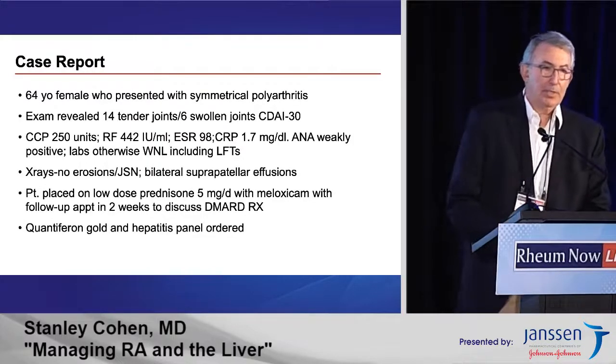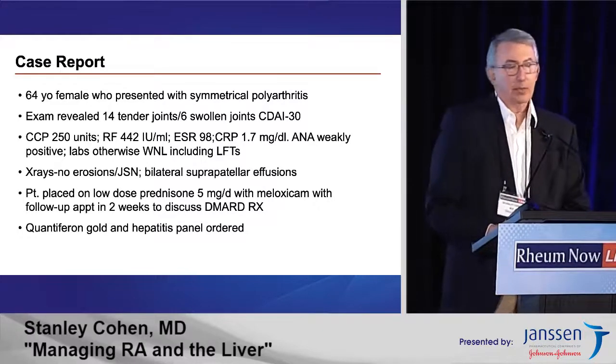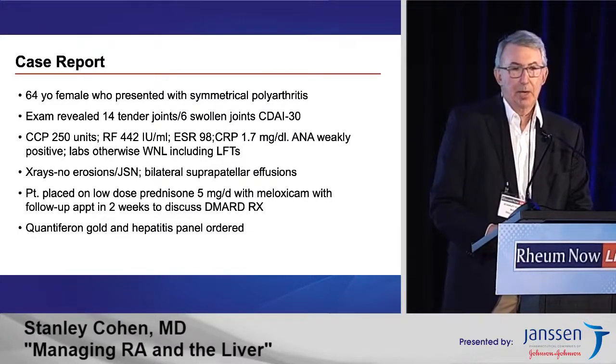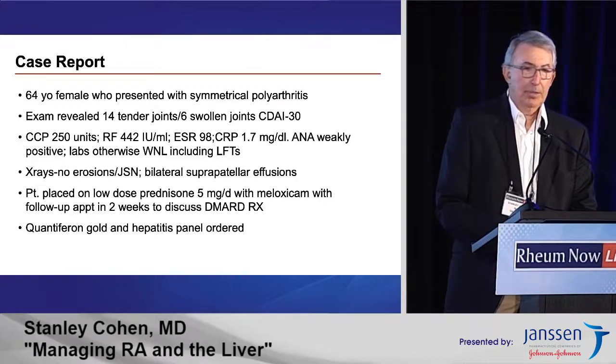So let's move on to hepatitis B and talk about a case that one of my associates had in his practice. A 64-year-old female presented with symmetrical polyarthritis, 14 tender joints, 6 swollen joints, CDAI of 30, so high disease activity. Seropositive for CCP, ACPA, and rheumatoid factor, sed rate of 98, CRP elevated. Labs otherwise normal, including liver functions.